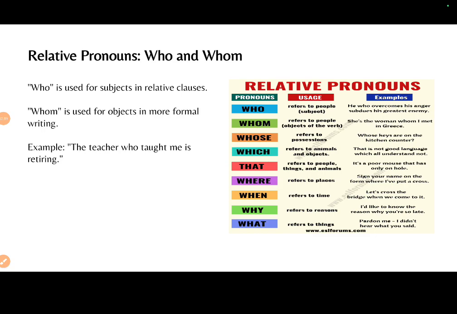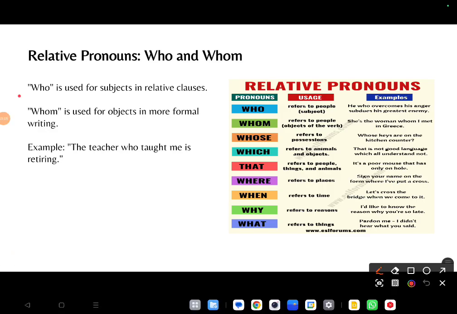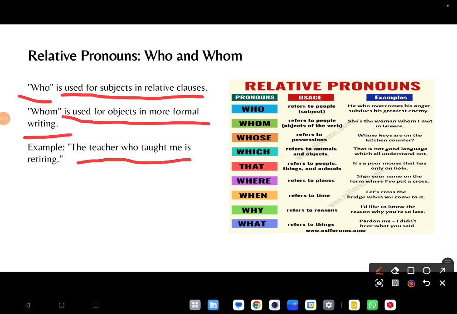So the relative pronouns that we use are who and whom. How do you use this who? Who is used for subjects in relative clauses. Whom is used for objects in more formal writing. For example, the teacher who taught me is retiring.